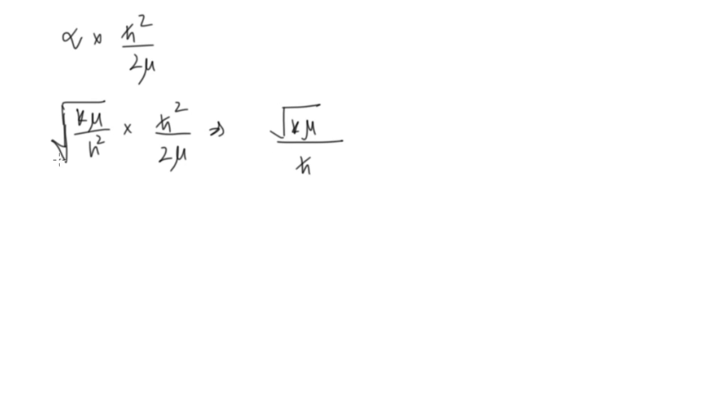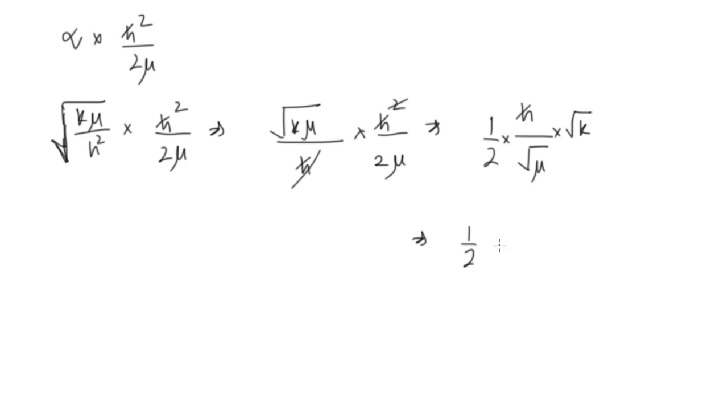Under root and square will cancel out each other, into h cross square divided by 2 mu. This will be cancelled out, and you will get h cross, and this under root mu and mu will also cancel out, and in the denominator you will get under root mu. And 1 by 2 is also over there, and under root k is also there. So to be very precise, you can write it in this form, that is 1 by 2 h cross under root k by mu.